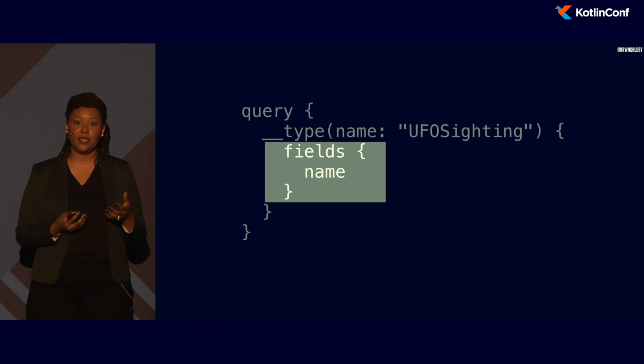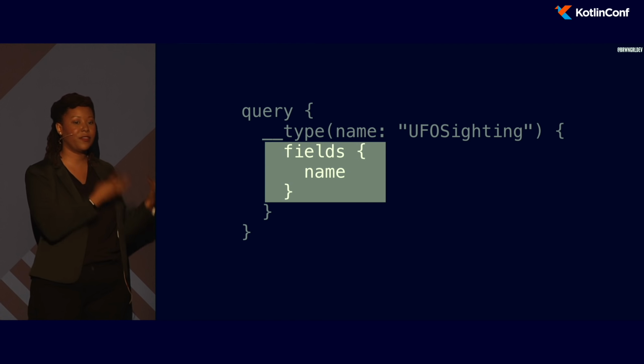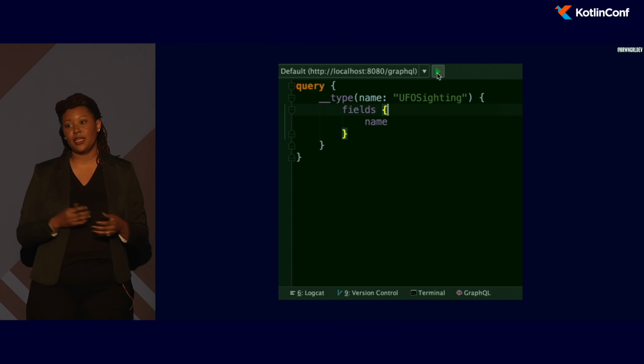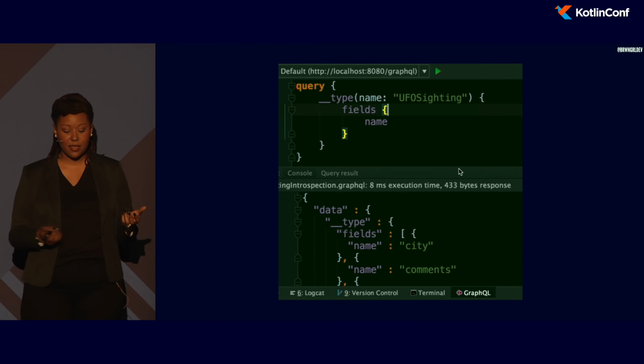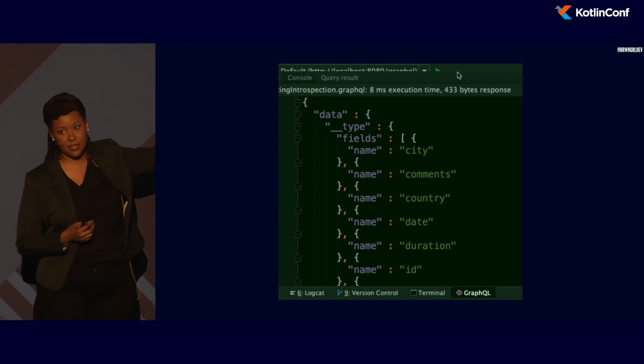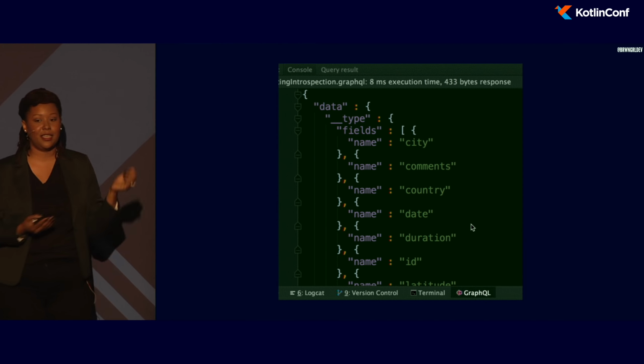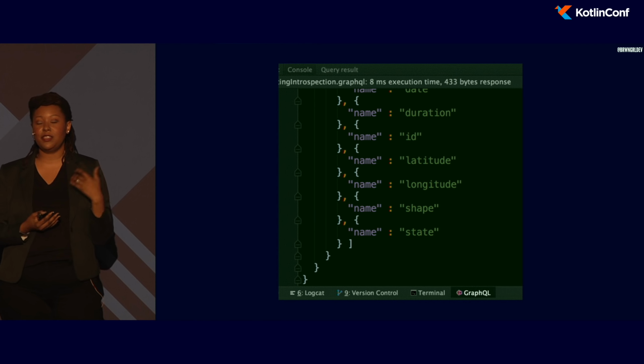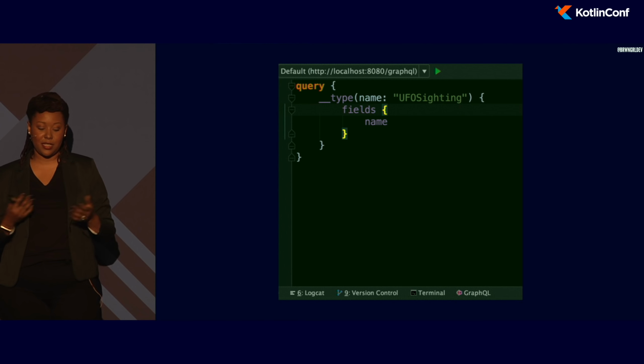But what am I interested in? I want to know the names of all the fields inside of that object. So if I were to run this query against my GraphQL server, then I would get back some JSON, right back there again, inside of a data, and it will have a list of the names of every single field that's in my object in the schema.